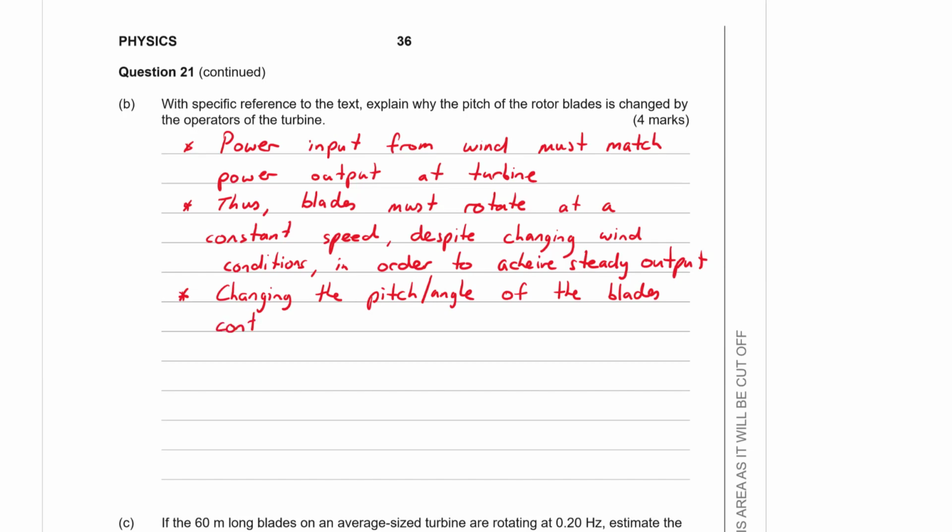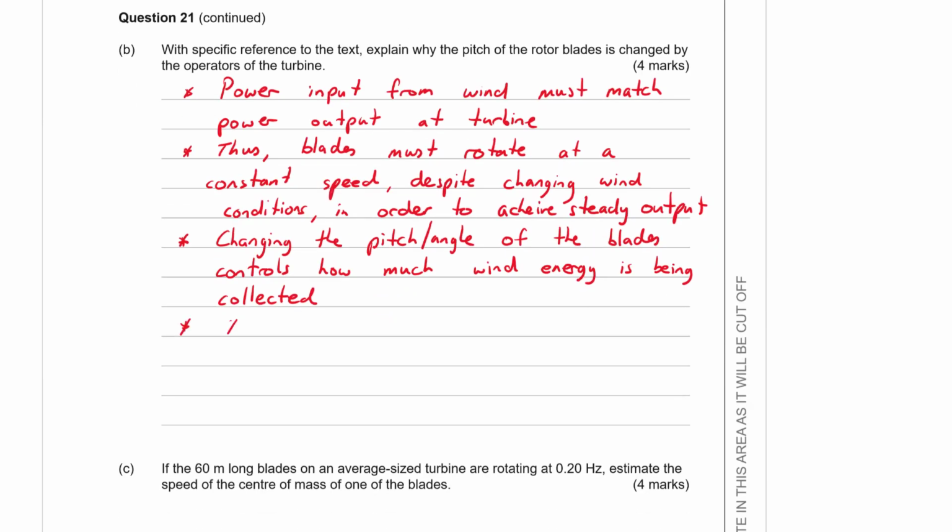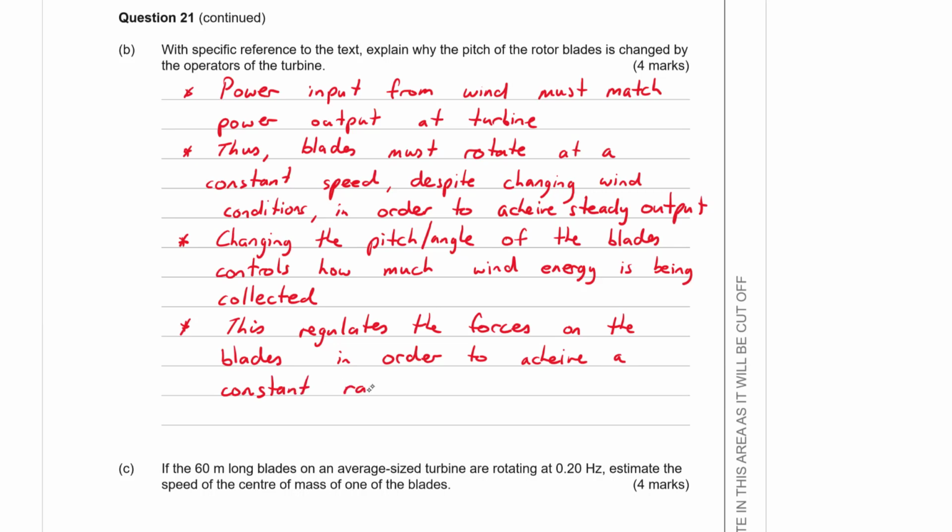So therefore you go a bit deeper, you say, okay, changing the pitch or the angle of the blades controls how much wind energy gets collected, and that will regulate the forces on the blades in order to achieve a constant rate of rotation. So this particular question is asking you to make a number of references to the article.